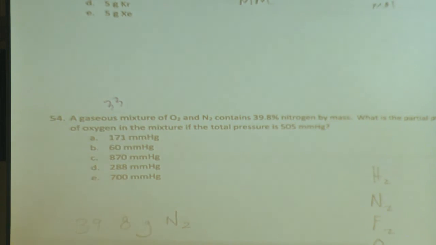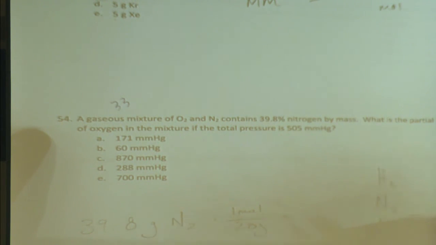Because for questions like this, let's say they don't say O2 and N2 at the beginning, you need to know that nitrogen gas is N2 and oxygen gas is O2. They'll throw off your mole calculations. So 1 mole is 28 grams, and that equals 1.42 moles.